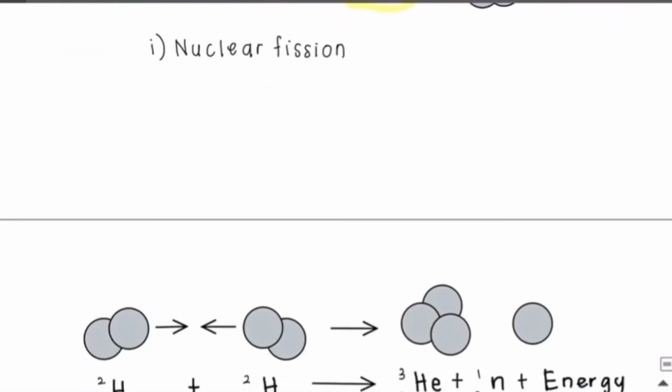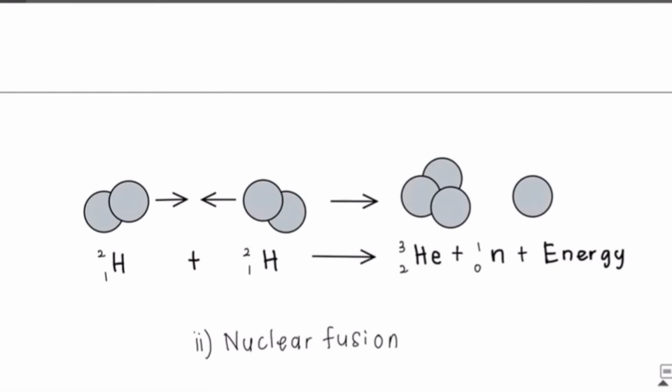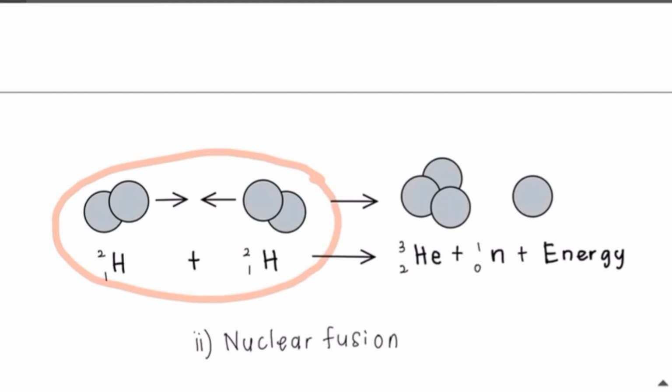Alright, the second process is nuclear fusion. Nuclear fusion is the process whereby multiple nuclei combine or join together to form a heavier or larger nucleus. And it is accompanied by the release of energy, depending on the masses of nuclei involved. So there are only two processes, which are nuclear fission and nuclear fusion.